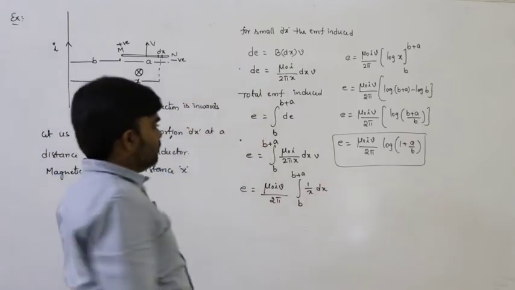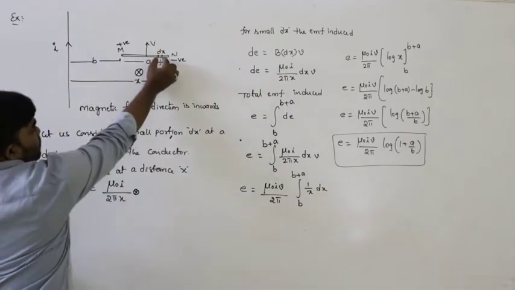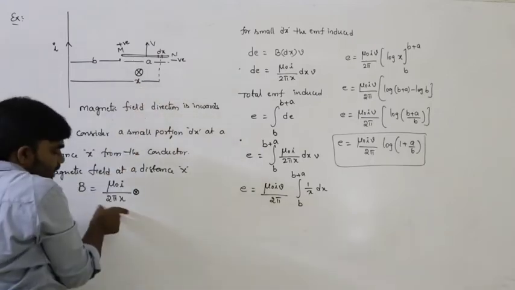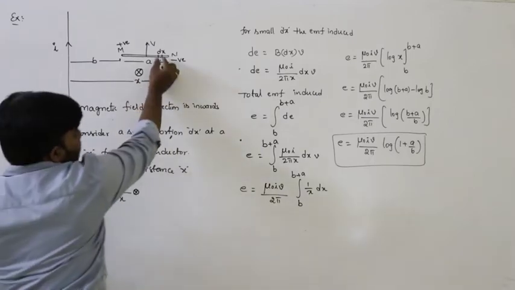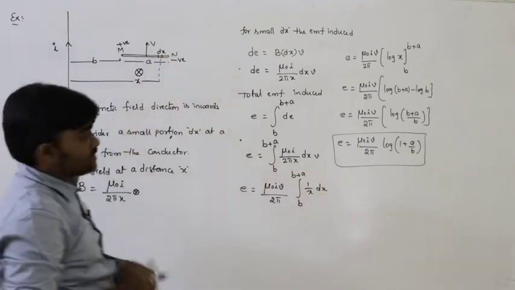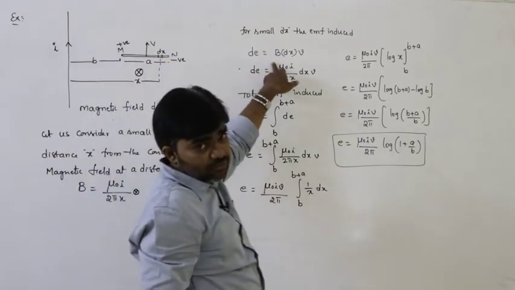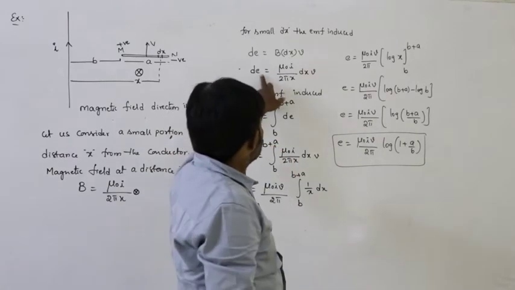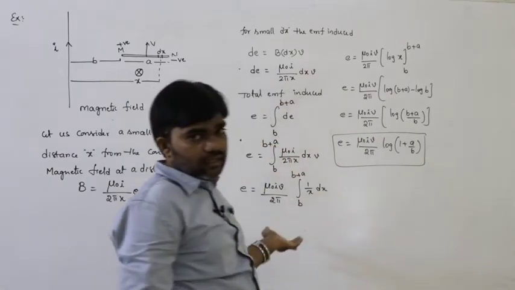So this is the EMF. I am considering a small portion dx at a distance x. At a distance x, what is the magnetic field? So what is the EMF induced in the small portion dx? This is the BLV formula, but L is nothing but the small portion dx here. So for the total EMF, we just integrate like that.